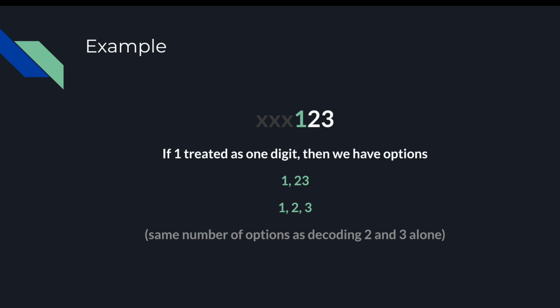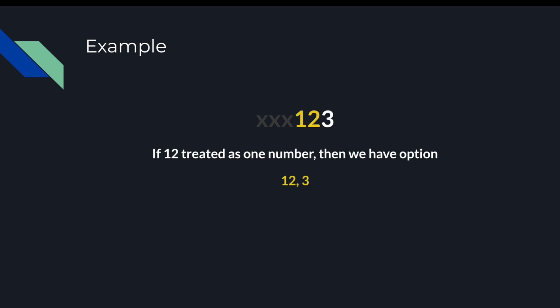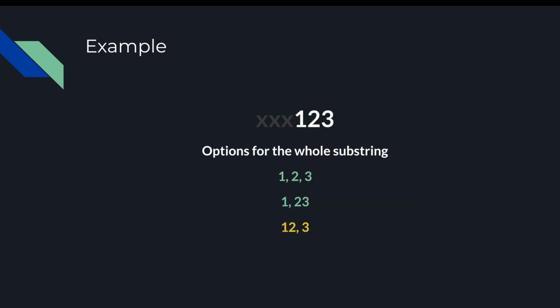Now, similarly, if we were to decode 1 and 2 as 12, then we would have just one option, 12 and 3, which in this case is also the same number of options as just decoding 3 alone. And so, if you want to look at the number of ways to decode the entire string 1, 2, 3, we have 1, 2, 3, 1 and 2, 23, and 12 and 3, and you can see that the green corresponds to decoding 1 as a single digit, and the yellow corresponds to decoding 1 and 2 as 12.